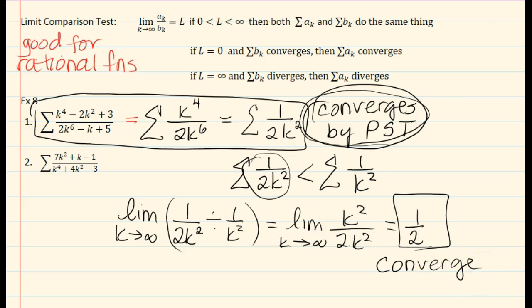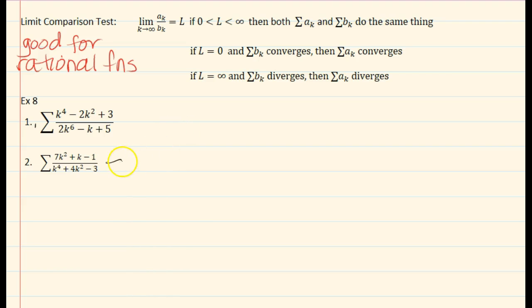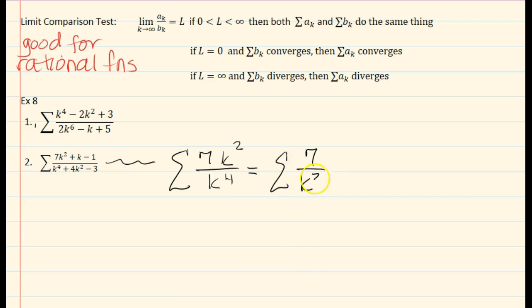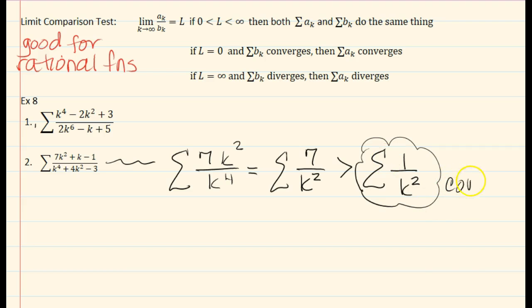Let's try example number 2. For this one, we're going to say that this is very similar to 7k squared over k to the 4th. So that is the same thing as 7 over k squared. So let's compare that to 1 over k squared. This is always going to guarantee that our series is actually going to be bigger than the one that we want to compare it to. Remember, the one that we want to compare it to converges by the p-series test.